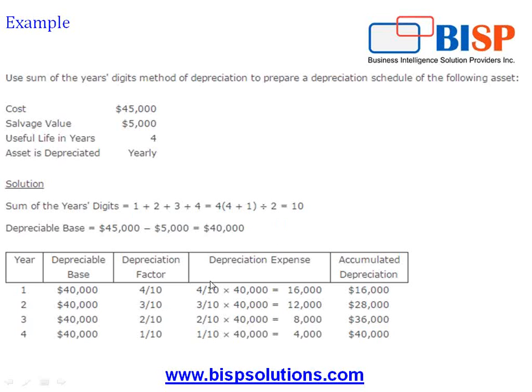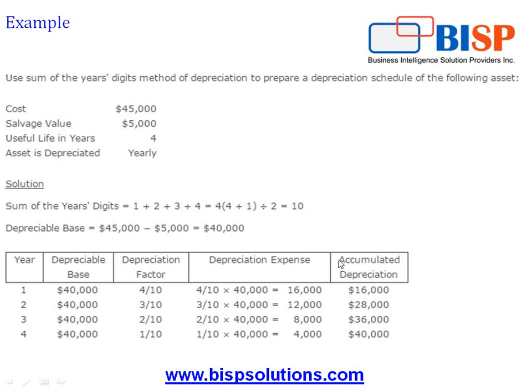Okay, so when you put these numbers in this formula, you find 16,000 for the first year, then 12,000, 8,000, and 4,000 respectively. And you calculate accumulated depreciation, which is the sum of all these values. It's like a running sum: 16,000 plus 12,000 plus 8,000 plus 4,000. So the depreciated value becomes 40,000, which is your depreciable base.